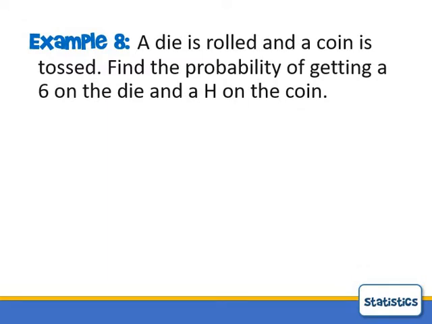Here's another example just to show one more of using the rule. This is actually an independent case. A die is rolled and a coin is tossed. Find the probability of getting a 6 on the die and a head on the coin. This is a case where they're independent. The coin and the die have nothing to do with each other. If I toss a die, that's not going to affect what happens with the coin that I toss. So you multiply the probability of getting a 6 times the probability of getting a head together on those.